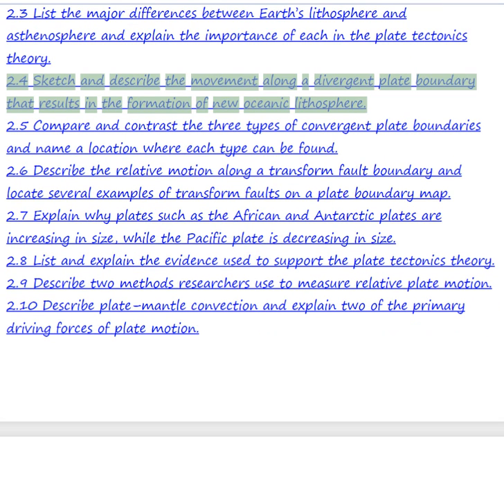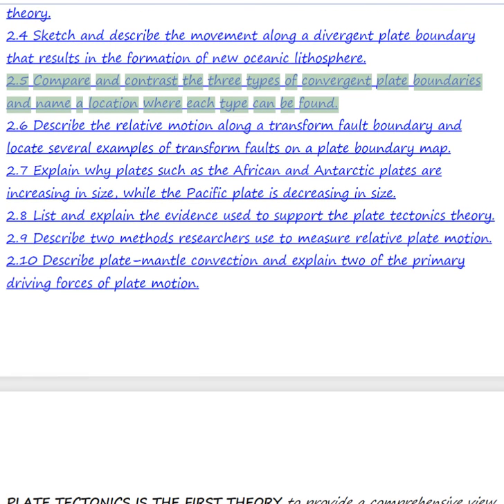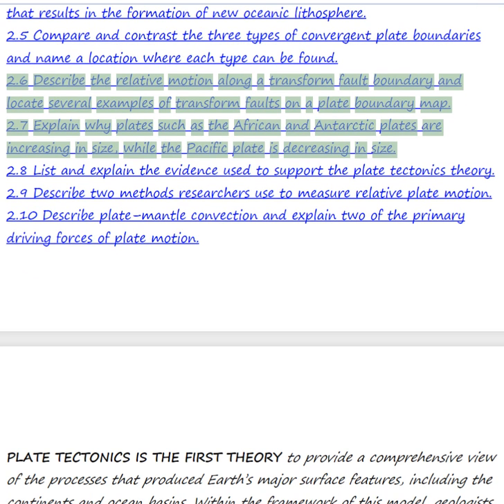2.4 Sketch and describe the movement along a divergent plate boundary that results in the formation of new oceanic lithosphere. 2.5 Compare and contrast the 3 types of convergent plate boundaries and name a location where each type can be found. 2.6 Describe the relative motion along a transform fault boundary and locate several examples of transform faults on a plate boundary map. 2.7 Explain why plates such as the African and Antarctic plates are increasing in size, while the Pacific plate is decreasing in size.